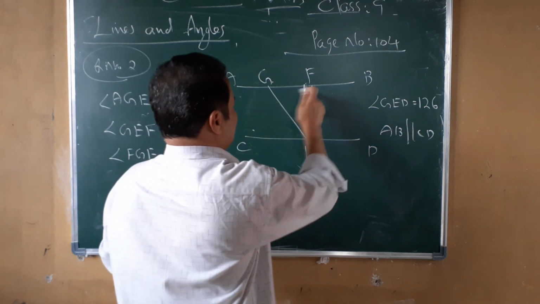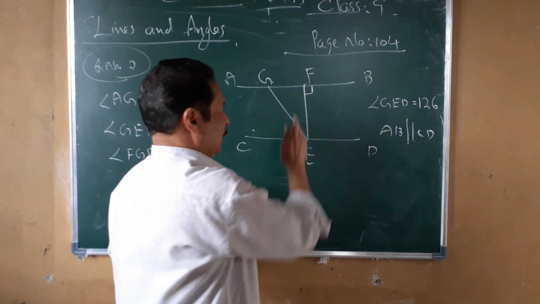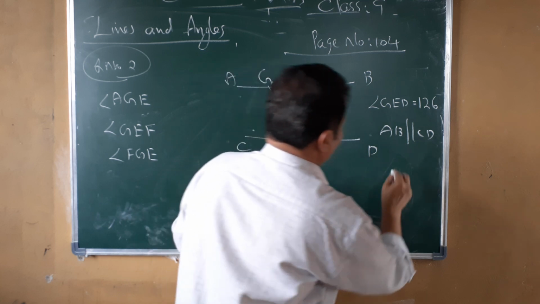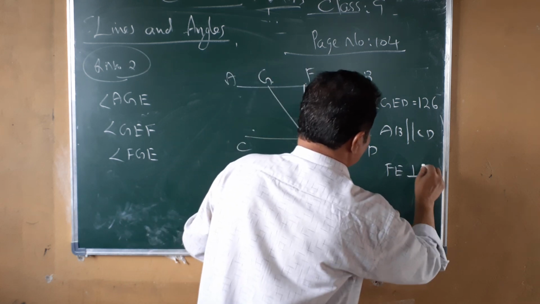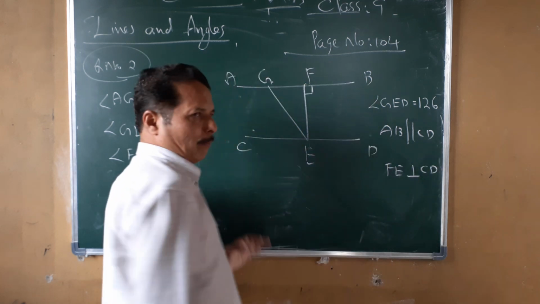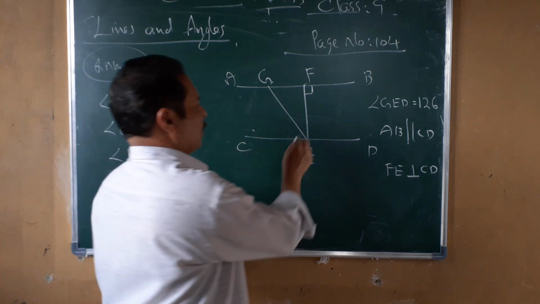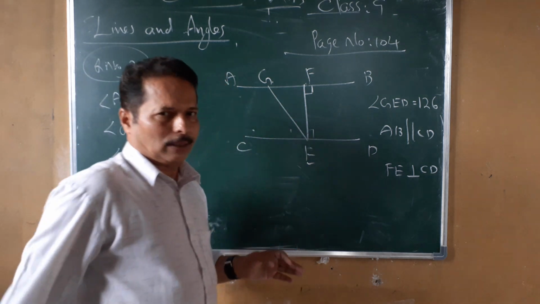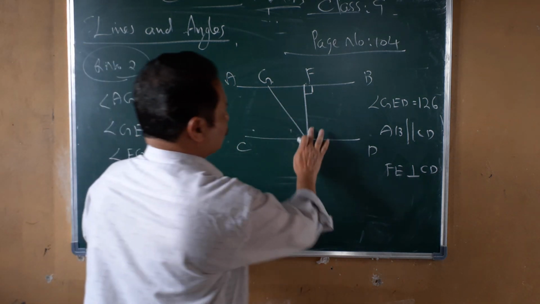And EF is perpendicular to AB. Otherwise, FE is perpendicular to CD. Both of them are the same. If this is 90, automatically this is 90, this is 90. Okay. This is completed. Look at here.